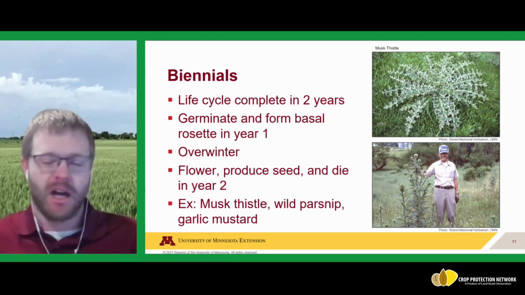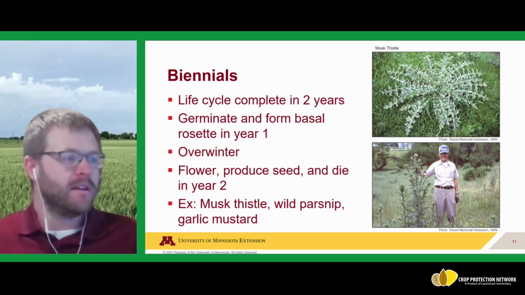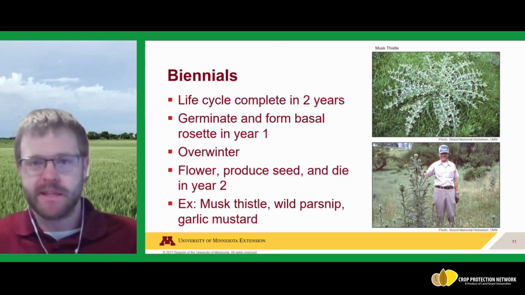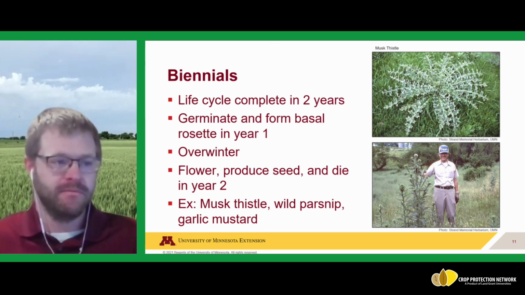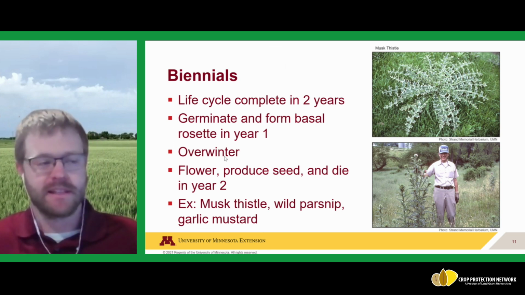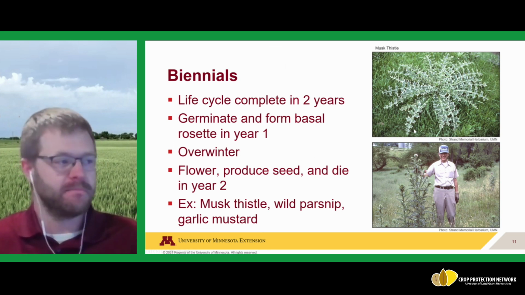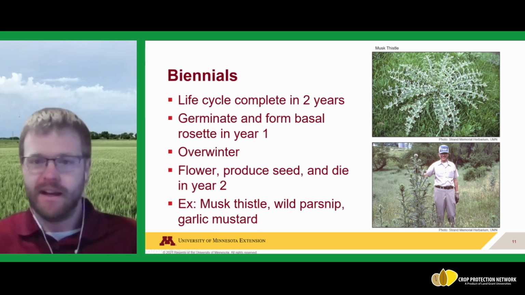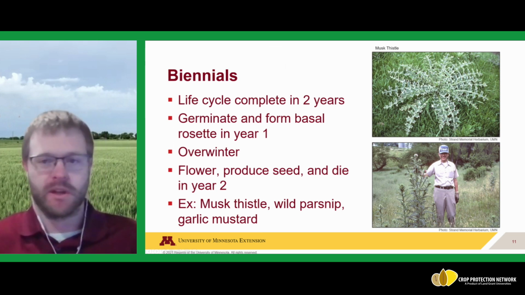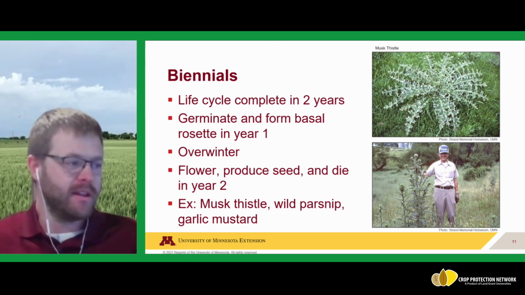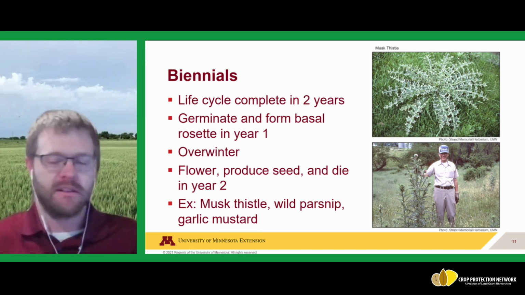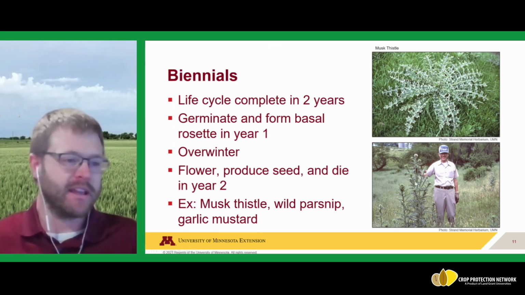Biennials then are plants that basically take 2 years to complete that life cycle. So they're going to germinate and form this basal rosette in that first year. And the example I have here on the right-hand slide is a couple of pictures of musk thistle. So that basal rosette is formed in year 1. It's going to survive throughout that winter period. And then it's going to go on and flower and produce seed in that second year.